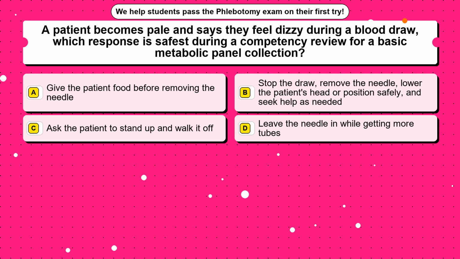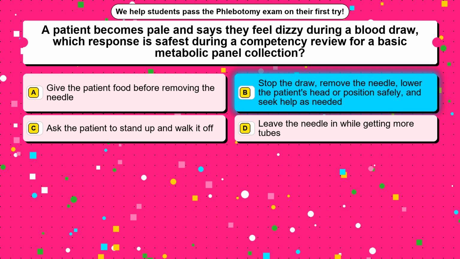Option C, ask the patient to stand up and walk it off. Option D, leave the needle in while getting more tubes. The correct answer is option B. Stop the draw, remove the needle, lower the patient's head or position safely, and seek help as needed.